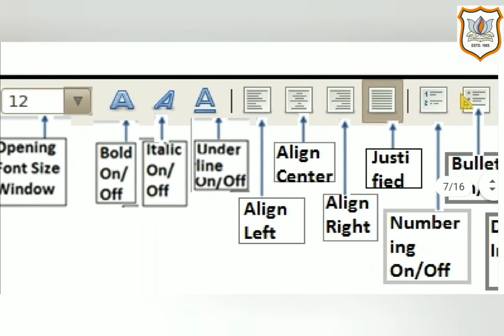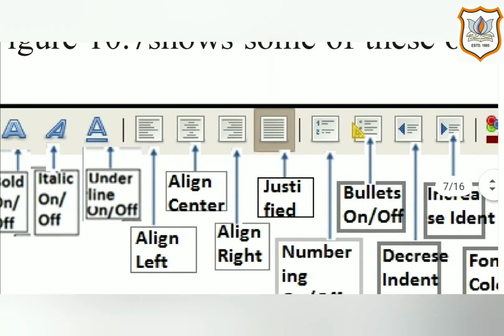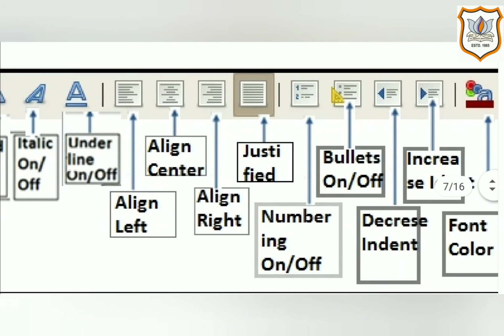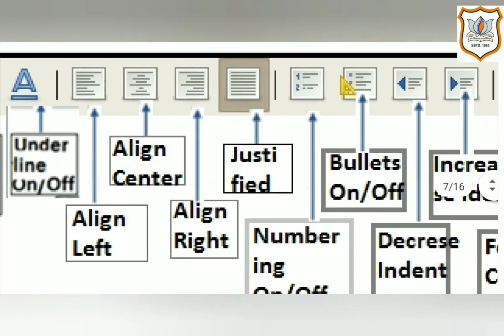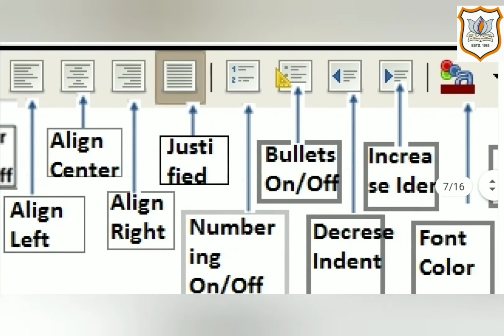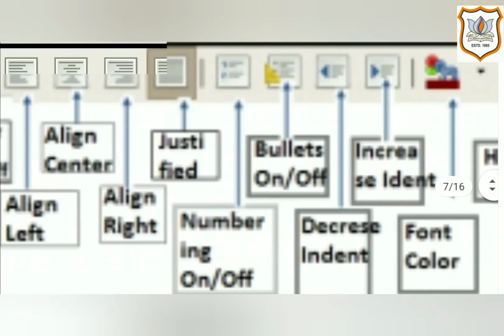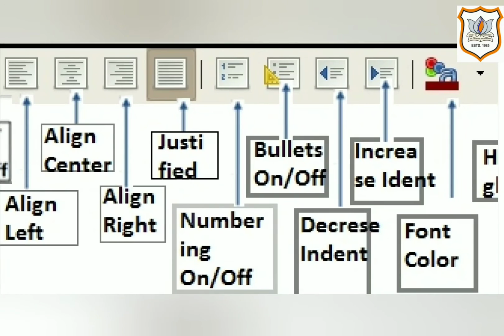For alignment, click left align, center align, right align, and this is your justified. For this, using numbering, you can turn numbering on or off. For using bullets, you can turn bullets on or off. For increment indent and decrement indent, you can use these two icons.